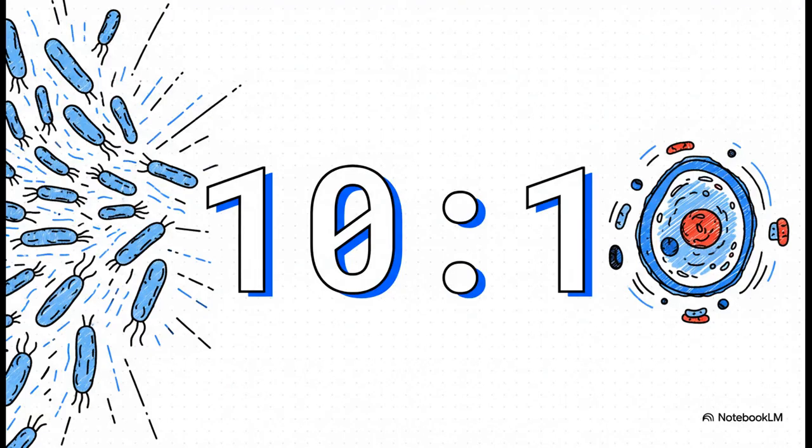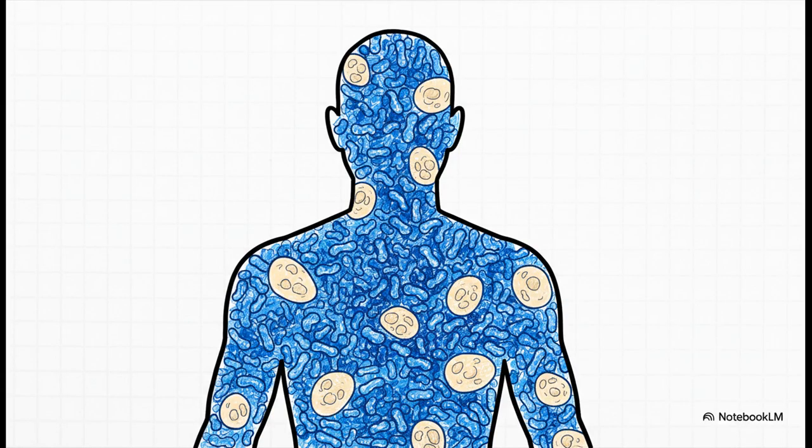Okay, I want to start with just one number. Look at this, 10 to 1. Just let that sink in for a second. What on earth could that possibly be? Well, that's the ratio. For every single one of your own human cells, there are about 10 microbial cells living on and inside you.